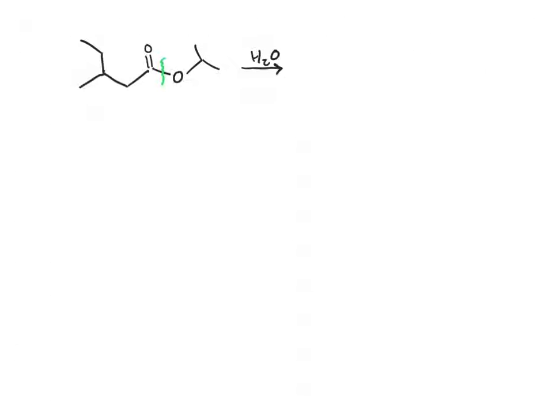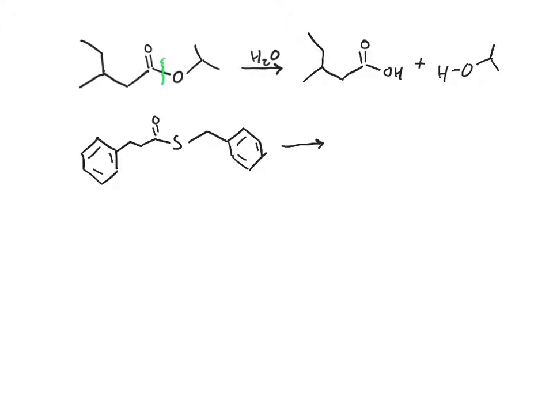And so we can then draw our products. The carbonyl becomes our carboxylic acid. And then we have an alcohol on the other side. We're going to then attach the H to that oxygen, and the rest of the compound still comes along.